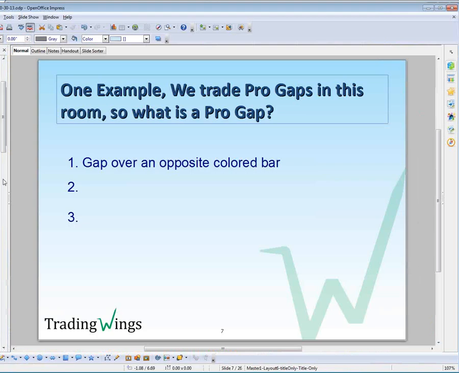What's another criteria I use? Anybody? Some of the room members probably know. What else do I say is a pro gap besides a gap over an opposite colored bar? Scott, Al, Fred. Yep, Scott's got one. Over two daily pivots. That is number two. Scott nailed it. A gap over two daily pivots.